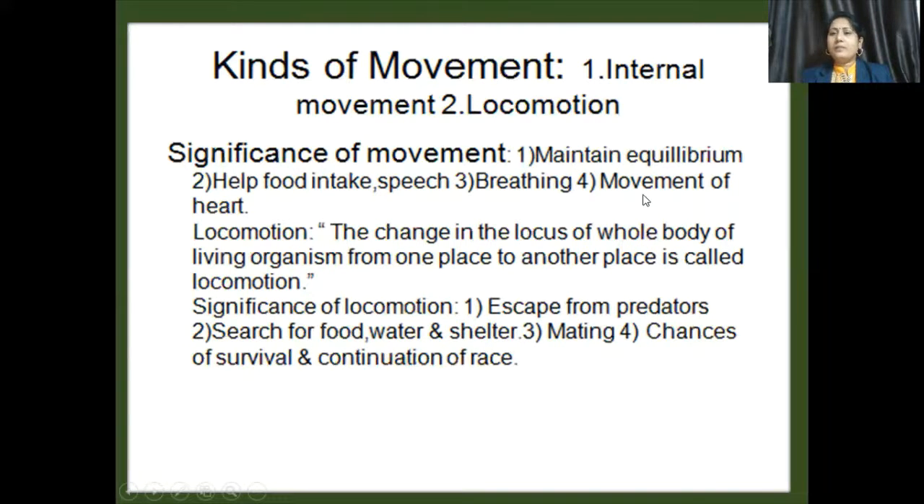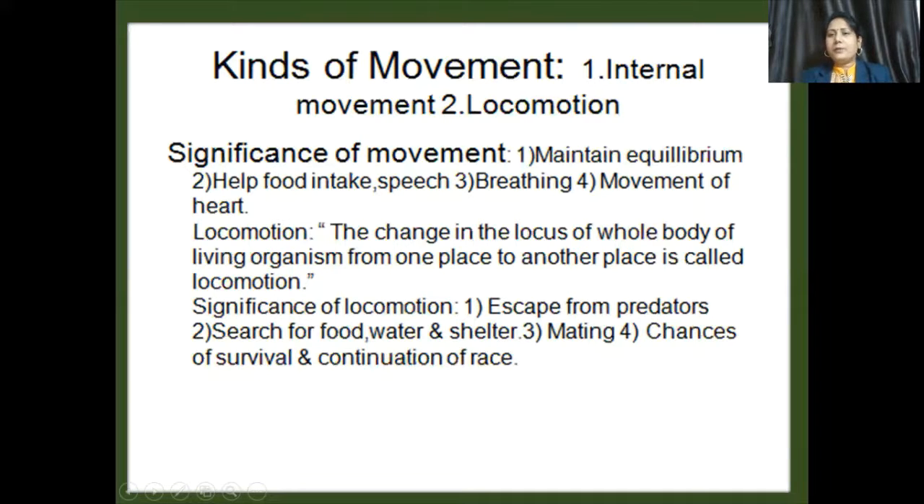It also helps in the movement of the heart, that is the cardiac muscle. Due to movement of the cardiac muscle, the rhythmic action of the heart takes place, and blood enters into the heart and is released from the heart. So movement is mainly helpful for the movement of the heart. So that is the significance of movement.